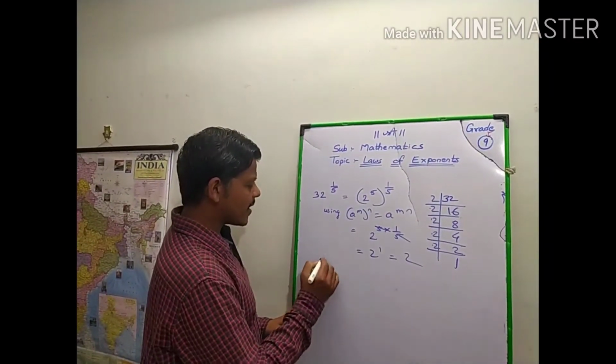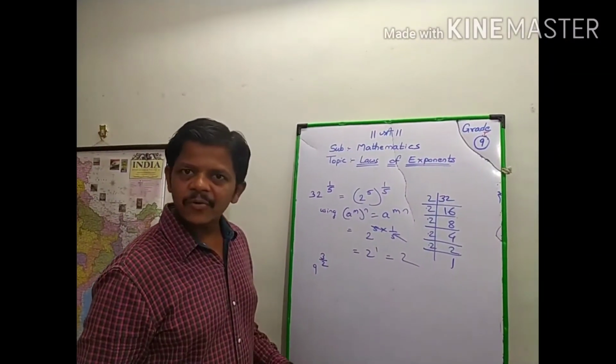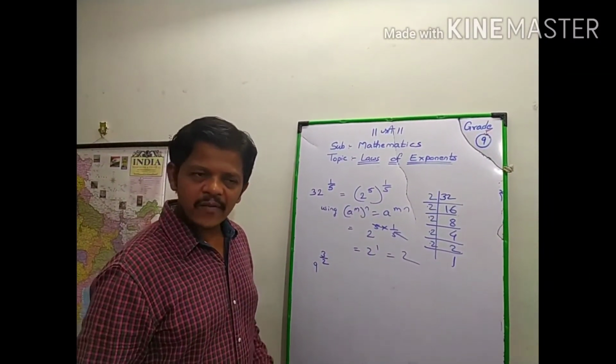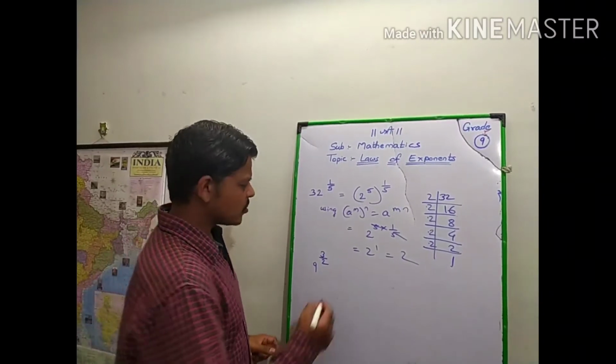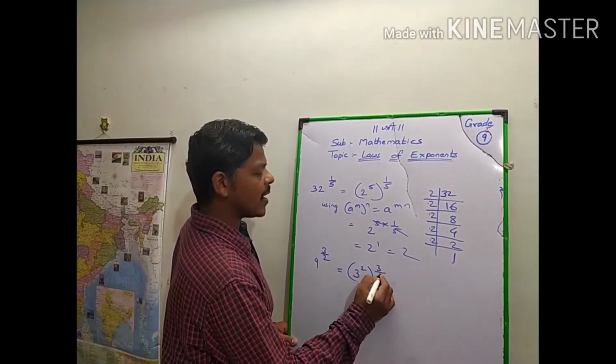Let me check, 9 raised to 3 upon 2. How can you write 9? 9 could be written as 3 square. We know that 9 is a square of 3. So I am just writing 9 as 3 square raised to 3 upon 2.